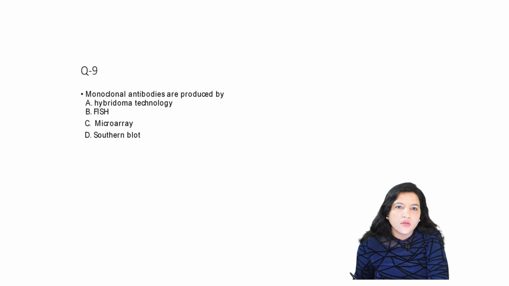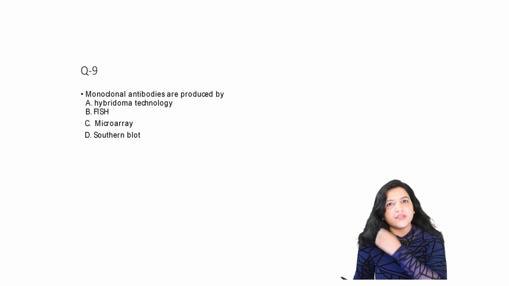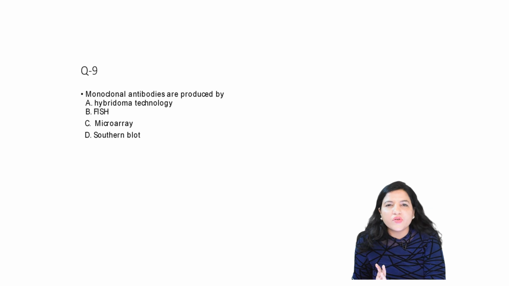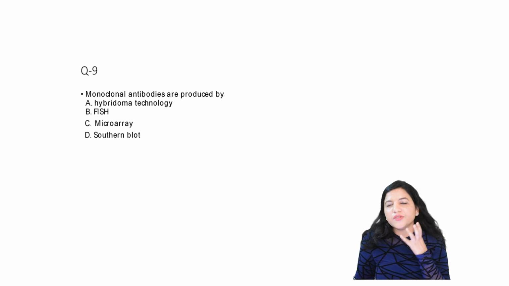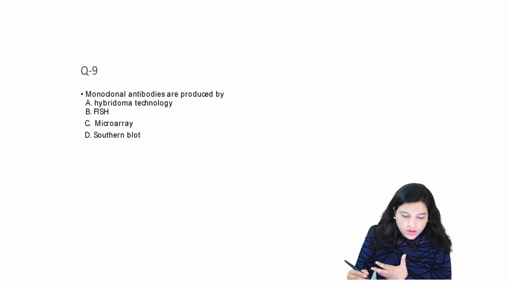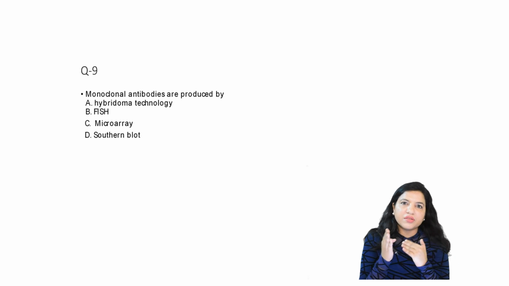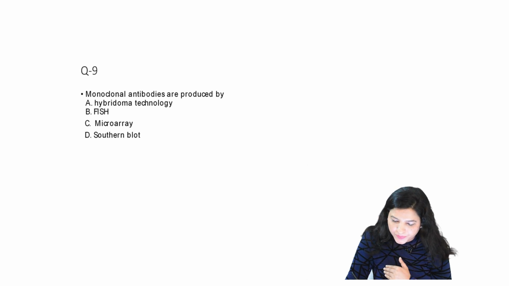Okay. Monoclonal antibodies are produced by, we all know the answer here, the Hybridoma technique. I want to describe a little bit about the Hybridoma technique, which is a little difficult topic to understand, but once you understand, it's very easy as well. So we should know the concept of monoclonal antibody as well as polyclonal antibody.